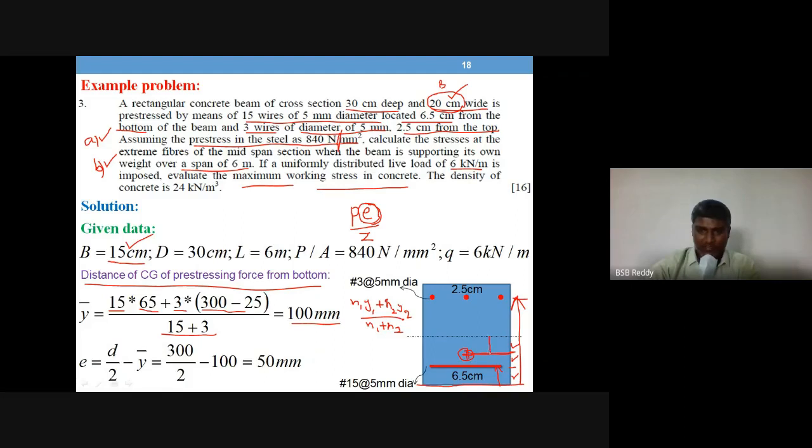So eccentricity means what? From center of cross section of concrete, location of tendons. So this is E value, which means d by 2 minus y bar, or else this is 150 minus this is 100. 150 minus 100, that is 50. Okay, so 50 mm is the eccentricity of high tension steel bars. Right, this is the first job.